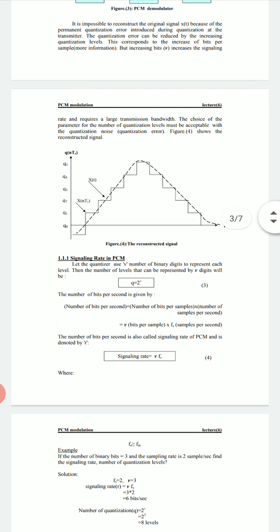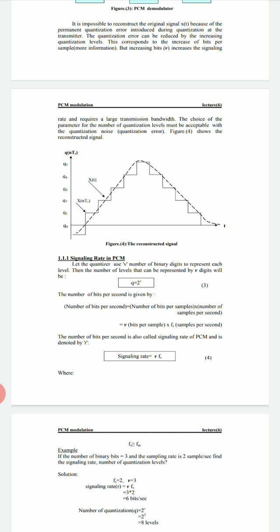So here we are talking about the signaling rate in pulse code modulation, because when we are supposed to reconstruct, there is an introduction of quantization noise. So here we will see the quantization noise and the signal to noise ratio. We are calling this the signaling rate.